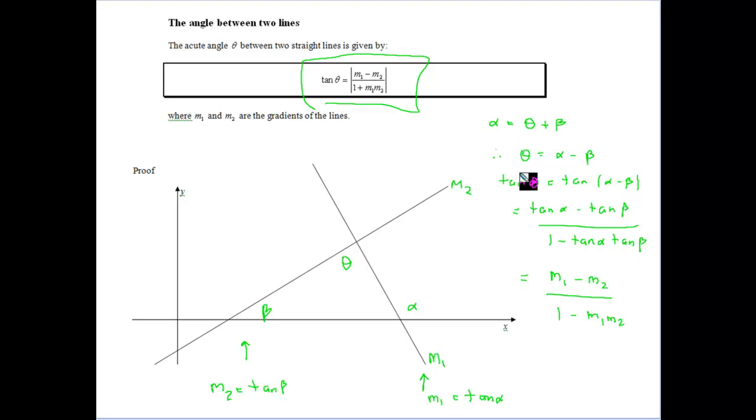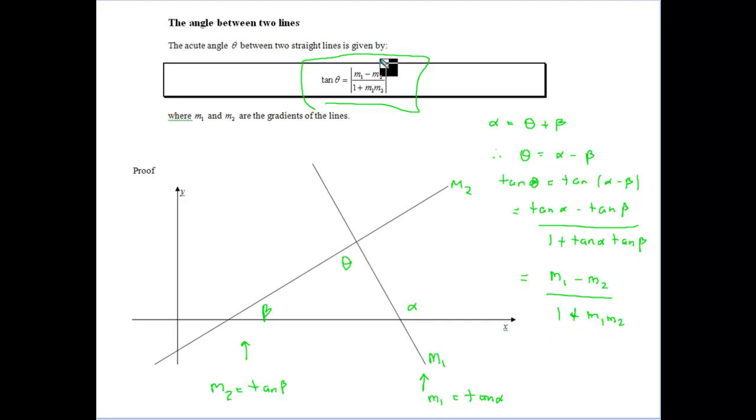Now tan of an angle would be equal to tan of another angle if those two angles are equal. So given that situation, tan of theta is equal to tan of alpha minus beta. Using our extension 1 rules, we expand that out: tan alpha minus tan beta over 1 plus tan alpha tan beta. Now we know from this that tan alpha is equal to m1 and tan beta would be equal to m2, because those are the gradients of the lines there. So that would give us m1 minus m2 over 1 plus m1 m2.